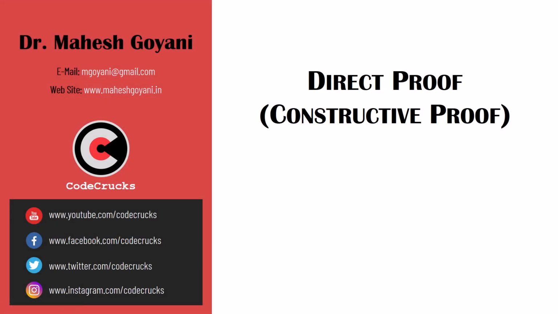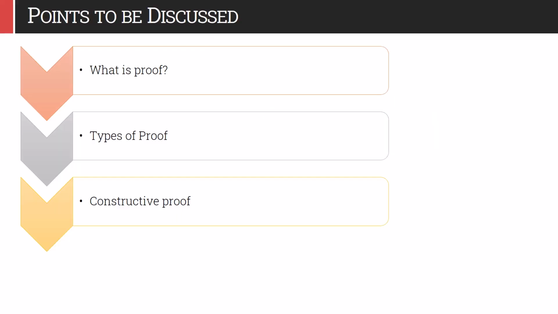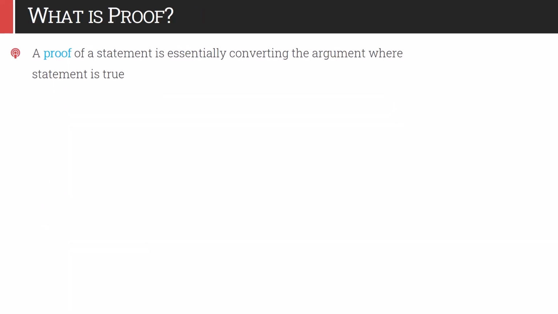In this video, we will talk about constructive proof, which is a type of direct proof. Let us first understand what a proof is, and which are the different types of proof, and then later we will discuss the case of constructive proof.